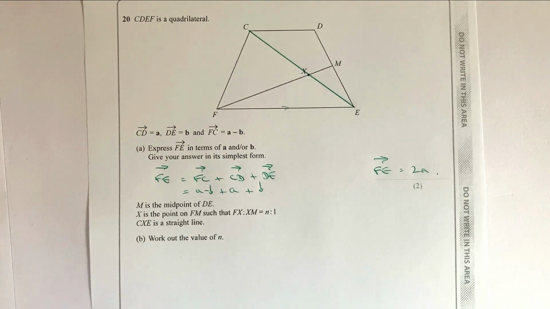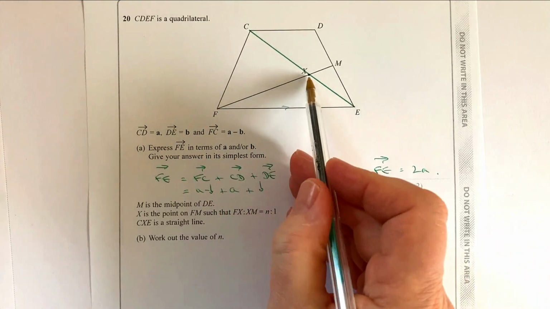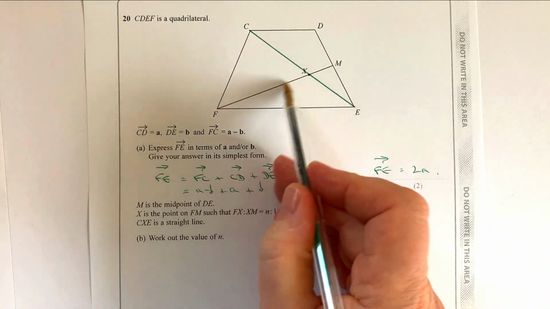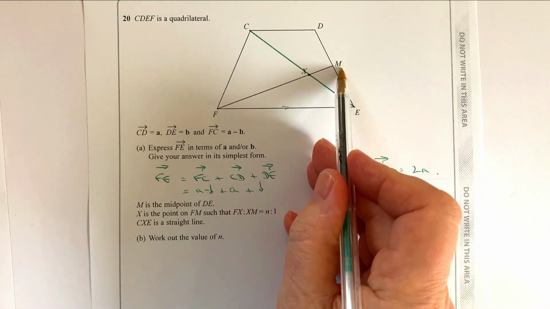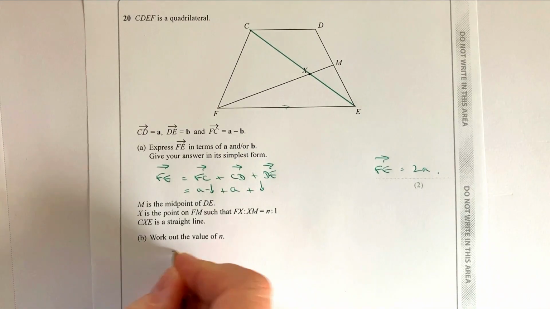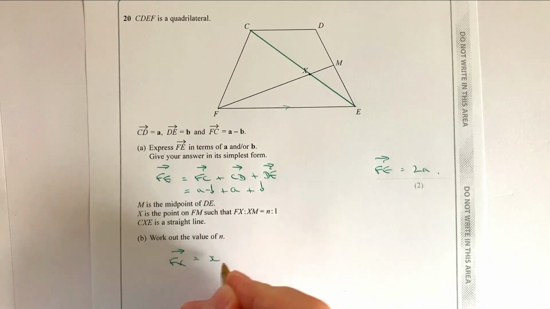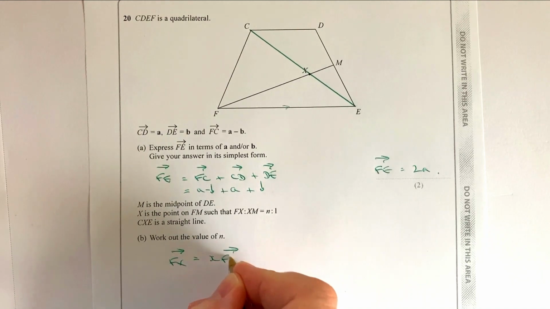So the first thing I'm going to say is that if I look at FX, if I multiply FX, I get FM. I'm not going to be multiplied by, it's going to be a coefficient, a small coefficient, so it could be a half or something like that, I don't know. But I can write that as FX equals a multiple of FM.